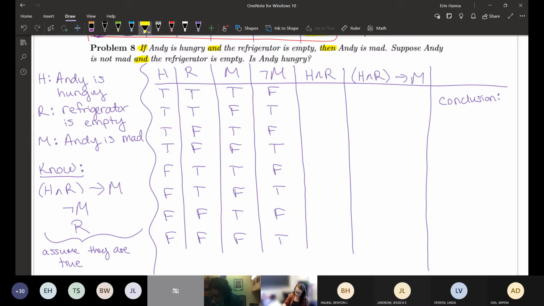For H and R, we need to use these 2 columns here. Remember, for an and to be true, both of them must be true. It's not just that they agree, it's that they have to both be true. So we have true, true, which would give us a true for the and statement. Same thing for the second row. We have true, false for the next 2 rows, which would be false because one of them is false. Next 2 rows are both false, true, which again would be false for the and statement because one of them is false. And then the last 2 rows are false, false, which is still false because, again, for an and statement to be true, the 2 original things must be true.